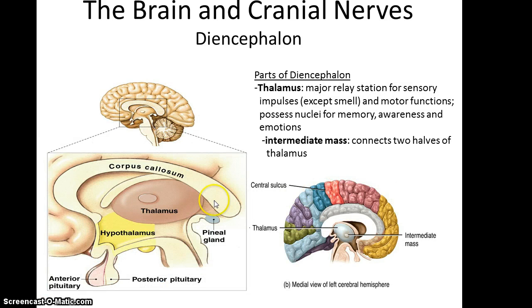So let's start with talking about the thalamus. Here's the thalamus. It's this large oval egg-like structure. It is a major relay station for sensory impulses, except for smell, and for motor functions. It also possesses nuclei involved in awareness, memory, and emotions. So the thalamus is a major player in sending information where it needs to go. And then there's the intermediate mass, shown as a little circle dot here, and that's the structure that connects the two halves of the thalamus, because obviously we have a right thalamus and a left thalamus.